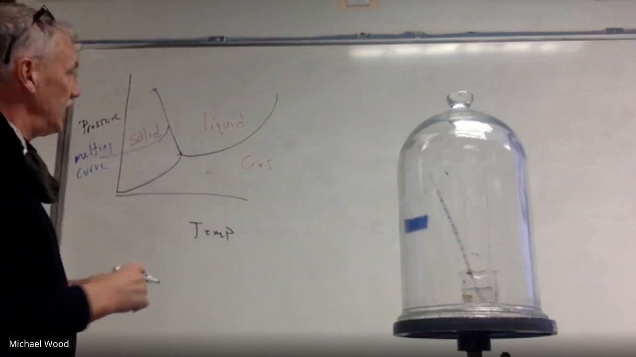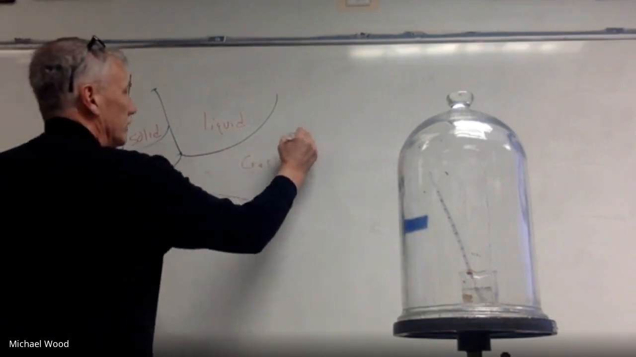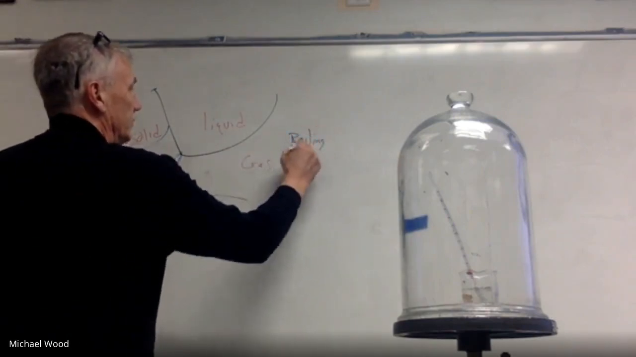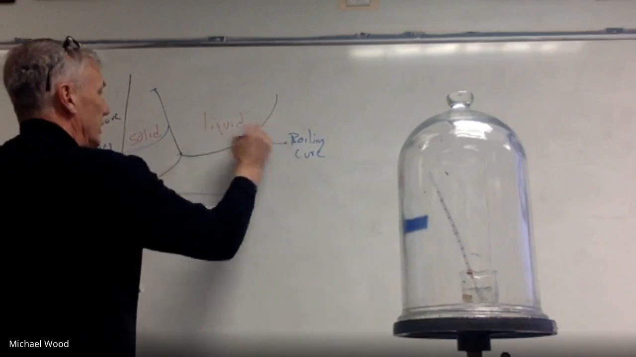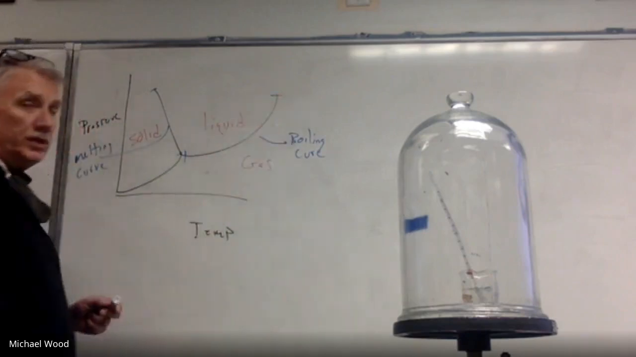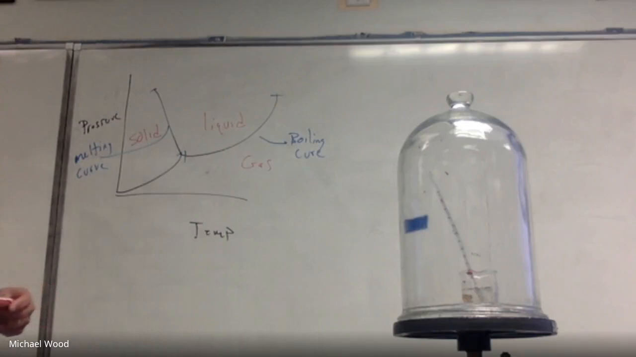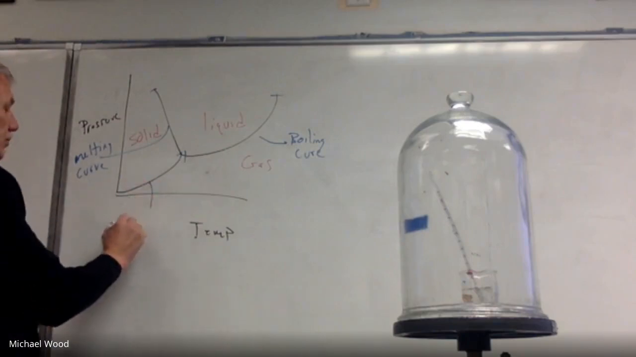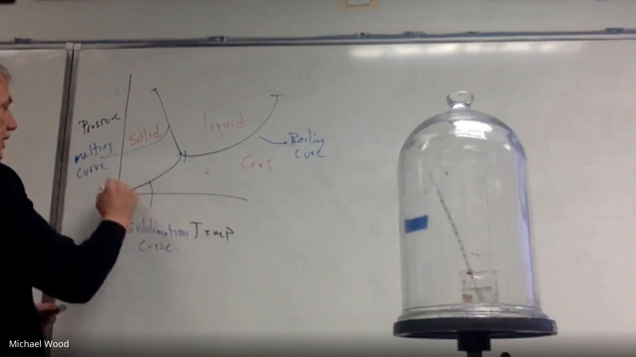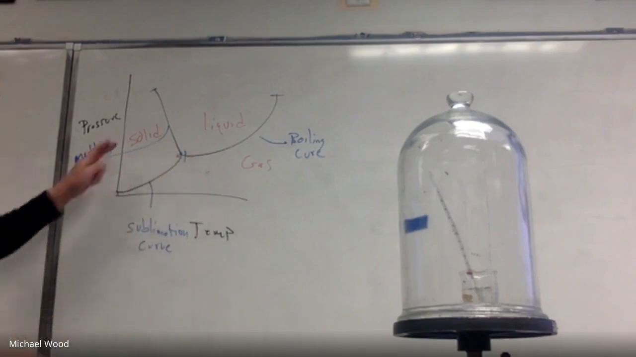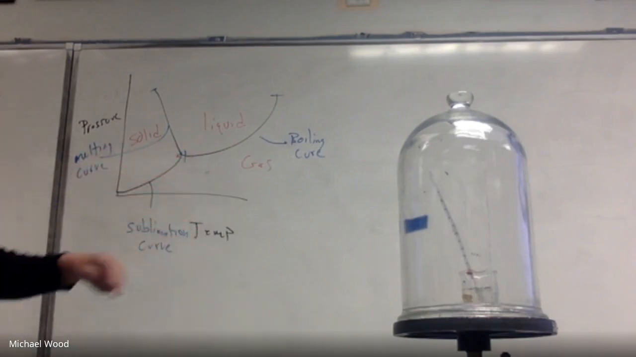Okay, the next thing is the boiling curve. And the boiling curve is when we go liquid to gas. So that would be right here. That would be the boiling curve. Okay, and the next section is called the sublimation curve. So that would be here to here. And again, that's where we go solid to gas.